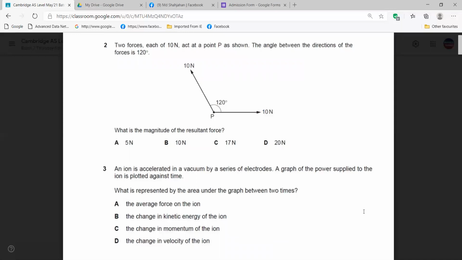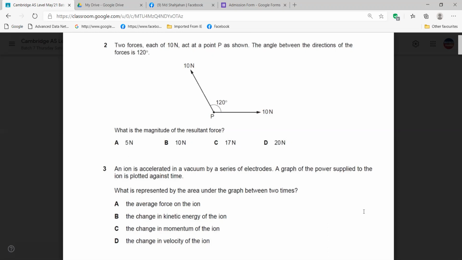An ion is accelerated in a vacuum by a series of electrodes. A graph of the power supplied to the ion is plotted against time. What is represented by the area under the graph between two times? A is average force on the ion, B is change in kinetic energy of the ion, C is change in momentum of the ion, and D is change in velocity of the ion.